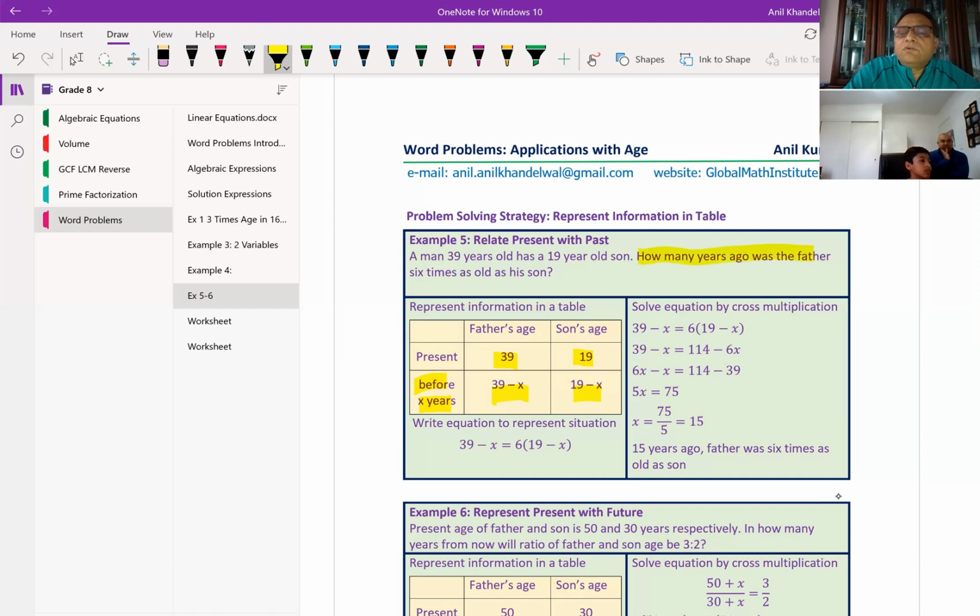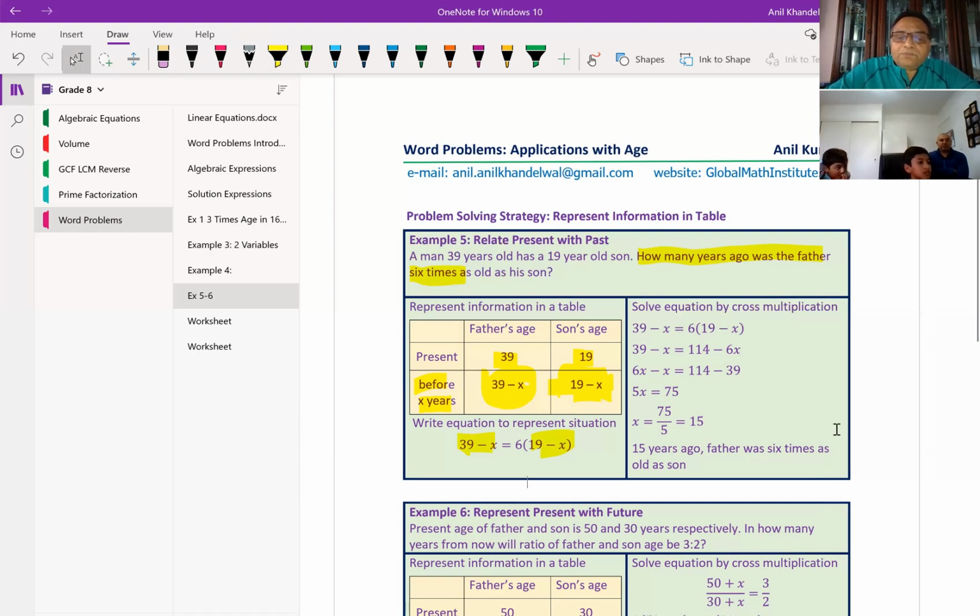How many years ago was father 6 times? Father's age was 6 times as old as son. So father's age, which we put here, is 6 times son's age. Son's age is 19 minus x. We multiply that by 6 and we get our equation. Perfect. So when there is a difficult question, the table helps.